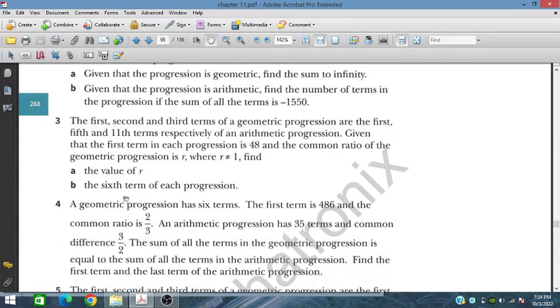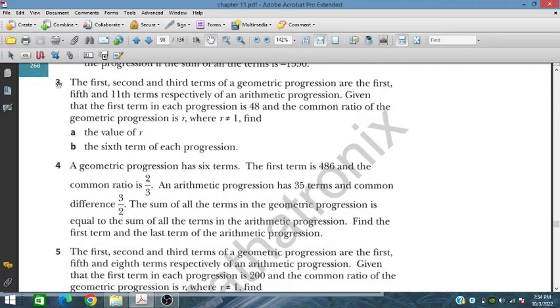Now move to the third exercise, problem number 3. The first, second and third terms of a geometric progression are the first, fifth and 11th terms respectively of an arithmetic progression. So the first term corresponds to the first term, the second term corresponds to the fifth term, and the third term corresponds to the 11th term. So we will write it in our working.